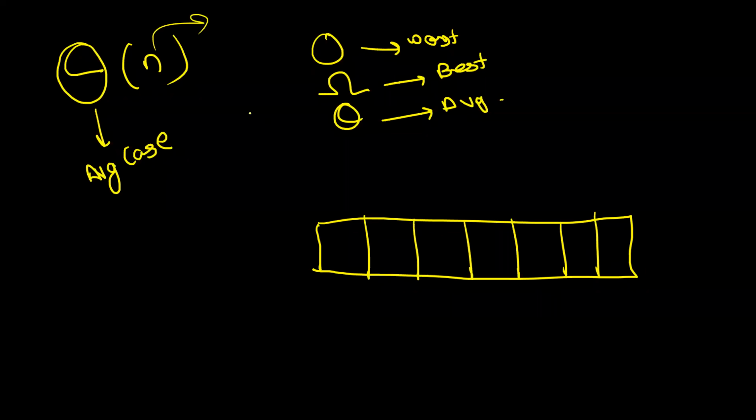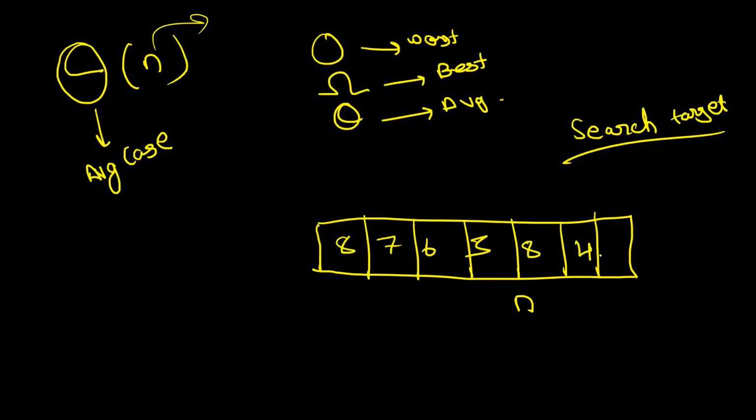Okay, now let's say you have an array of size n, an array of integers, and I want to search for a target inside this array. I want to give you the index of that element inside this array. What I am talking about is a linear search.